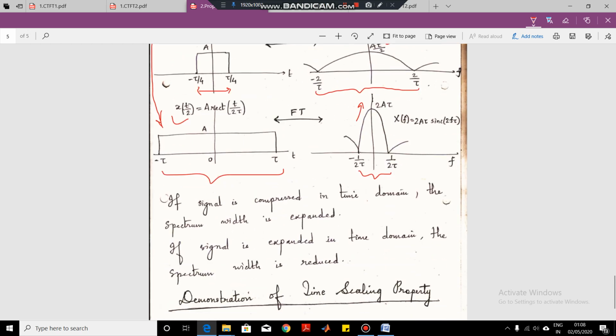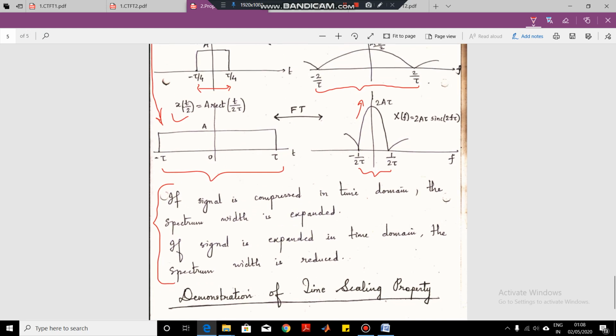So remember, this property is called the time scaling property. This is important. If a signal is compressed in the time domain, the spectrum width is expanded, or we can say that the frequency in the frequency domain gets expanded. And if a signal is expanded in the time domain, the spectrum width is reduced, or the signal gets compressed in the frequency domain. So this is about the time scaling property of Fourier transform, which is a very important property.